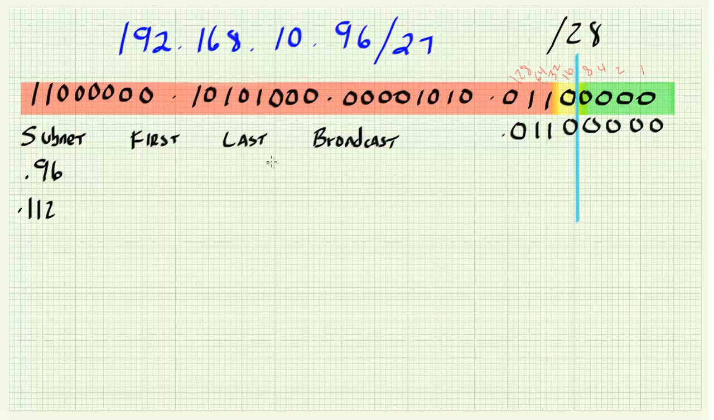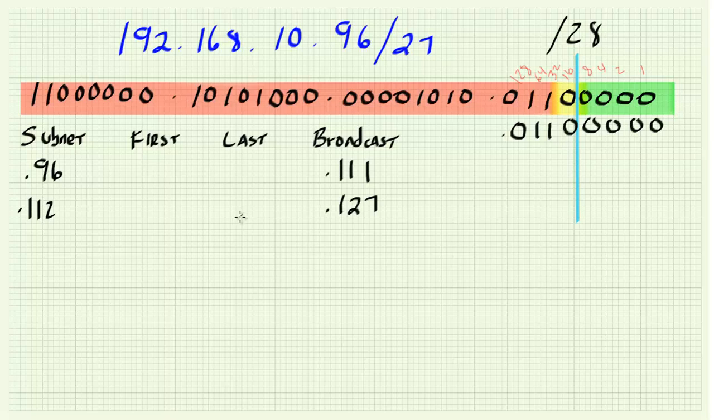So what is the broadcast of this first subnet going to be? Well, it's going to be the next subnet, which is .112, minus 1. So the broadcast for the 96 subnet is .111. So what's the broadcast for the 112 subnet going to be? Well, we take our subnet ID of 112 and add the increment, which is 16. We get 128 minus 1, giving us a broadcast of 127.